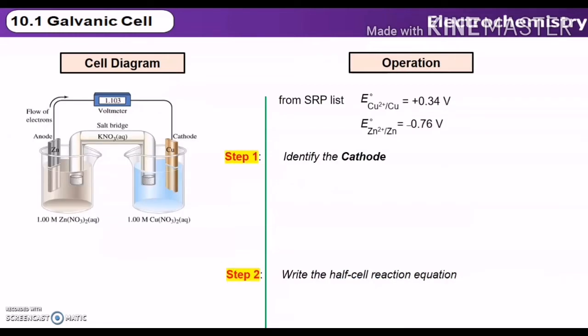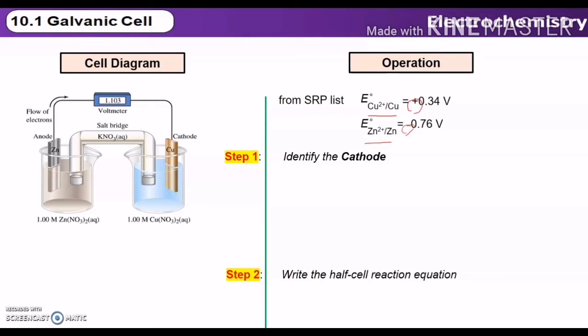Now, which half cell will be made the cathode and which half cell will be made the anode? First of all, we need to look at the standard reduction potential for copper and zinc. From what is given here, the standard reduction potential, the E0 value for Cu2+/Cu is positive 0.34, and the standard reduction potential E0 for Zn2+/Zn is negative 0.76. Now, what does it mean by the sign positive and negative here?